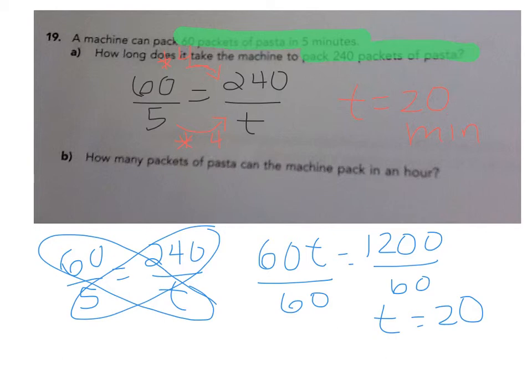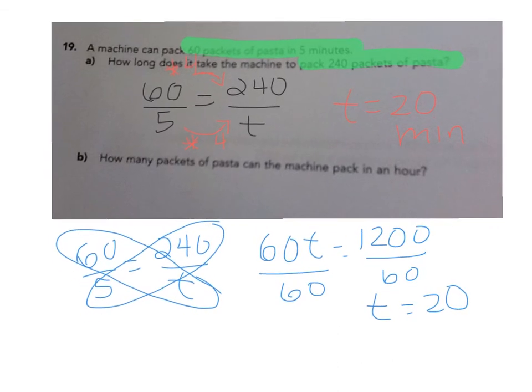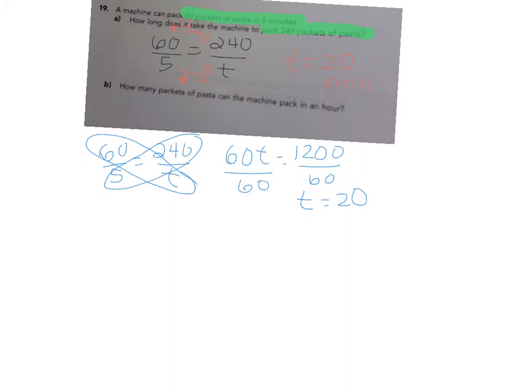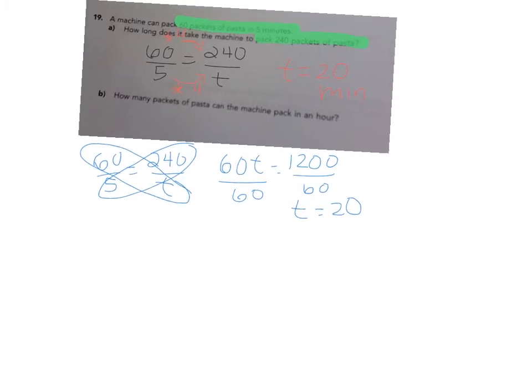All right? So then we're going to look at, let me do this. I was thinking I could make this a little bit smaller and move it up. All right, so then the next thing is how many packets of pasta can a machine pack in an hour? Now, this is what you have to be careful about. They want to know the number of packets in an hour, but the time above that is in minutes. Okay? So I actually need to change the hour into minutes.